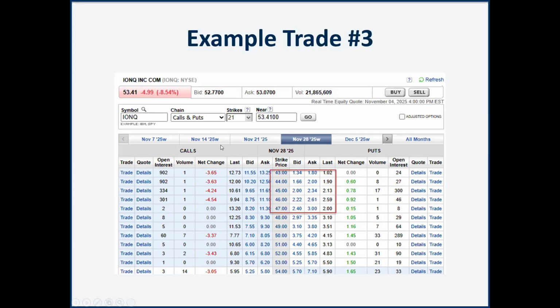Okay, so let's just pick one in the middle here, 45. That is, as when I took this snapshot, $8 out of the money. So that's about a 15% drop in 3 weeks. And you could still get a solid $2. We'll use 2 for ease of math, right?